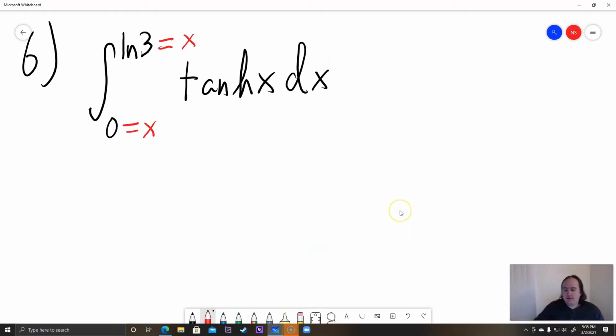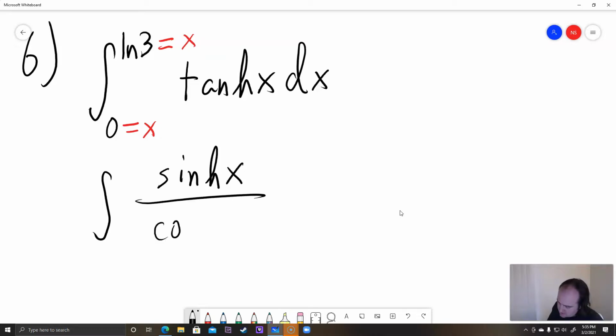Okay, so right off the bat, we're going to go ahead and rewrite this as the integral of sinh of x over cosh of x dx. And again, if you want to skip ahead, you can always go online and look for an exact formula. There will be exact formulas for the integral of tanh of x dx, but I wanted to show you how to do it without those formulas so that we can actually learn the math behind it.